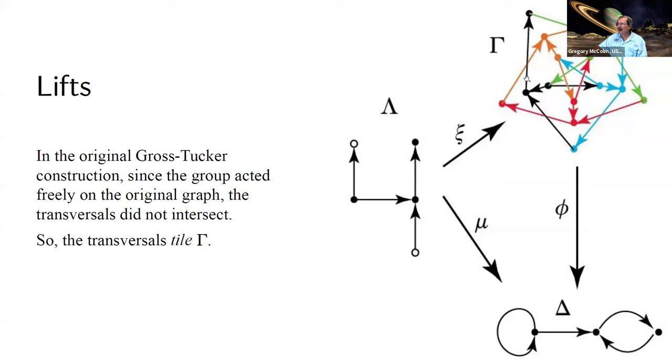And then if we apply the group to this quote-unquote transversal, we get a green transversal. Apply the group again, we get a blue transversal. Apply it again, we get a red transversal. Apply it again, and we get an orange transversal. So we just keep going around, and we get a tiling of the original graph by transversals. By tiling, that means every single edge and every single vertex is in exactly one transversal. So it tiles the original graph.